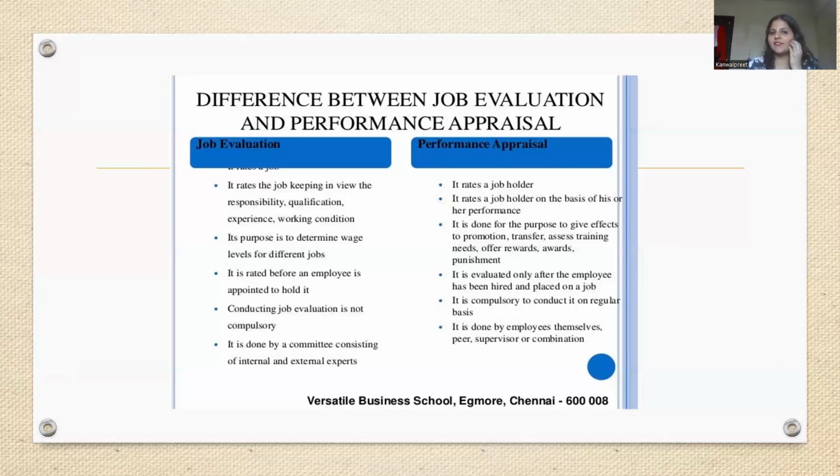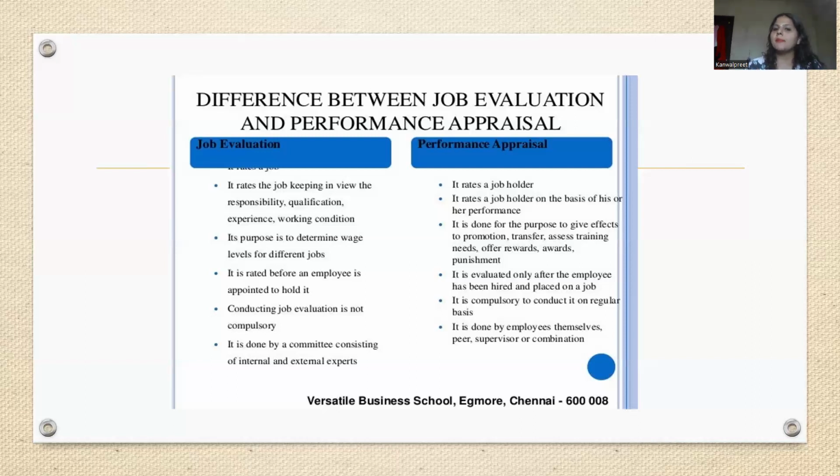So here, in job evaluation, we are determining the wage levels. The job is rated before an employee is appointed to hold it, because this is not an evaluation of the candidate. We are trying to determine the wage. Whereas performance appraisal is done to give effect to promotion, performance based, whether you will be promoted, transferred, given training, offered rewards, punishments, and so on. Next, conducting job evaluation is not compulsory, but it is compulsory to conduct performance appraisal on a regular basis. Why? We all know it needs to be done so that we know the performance of employees, and depending on that, we can give better prospects to the employee.